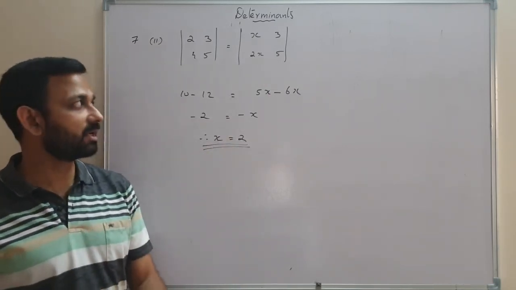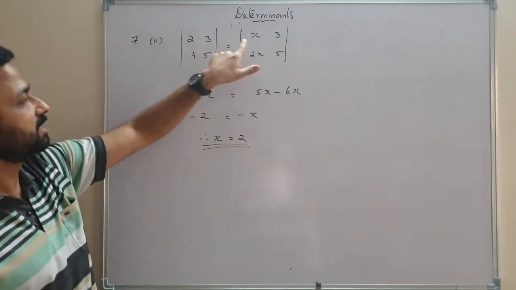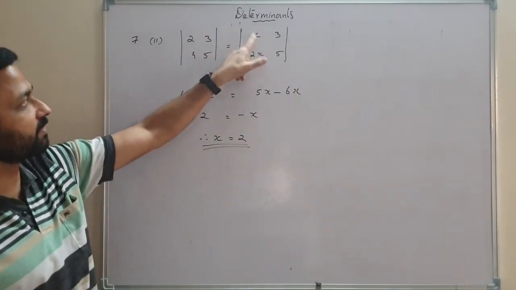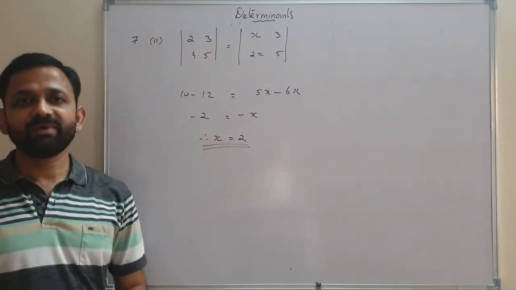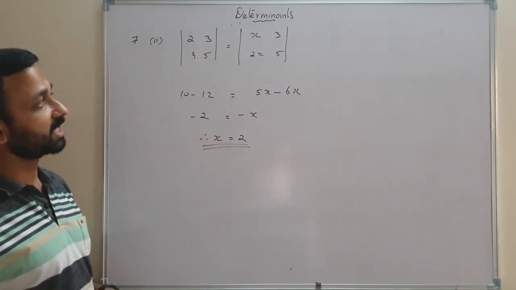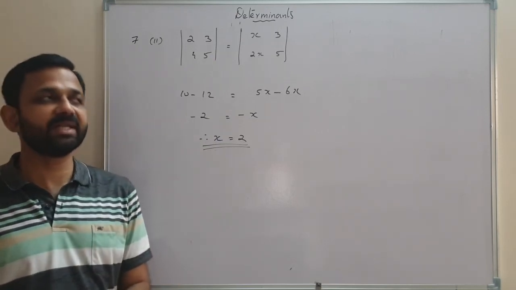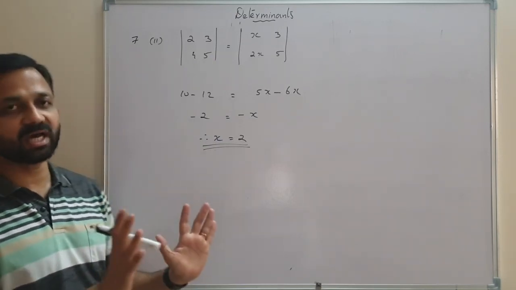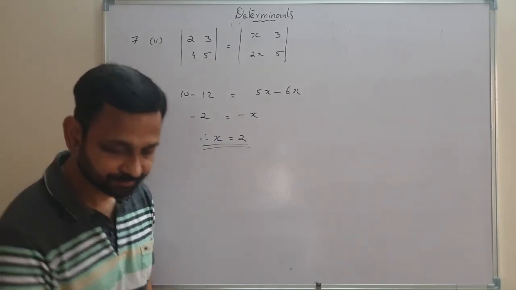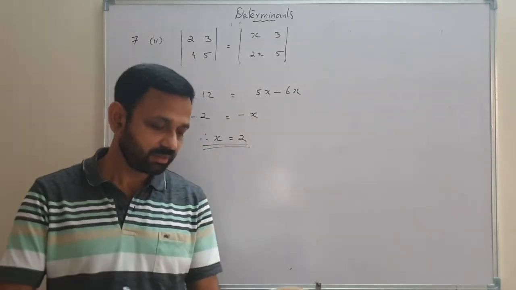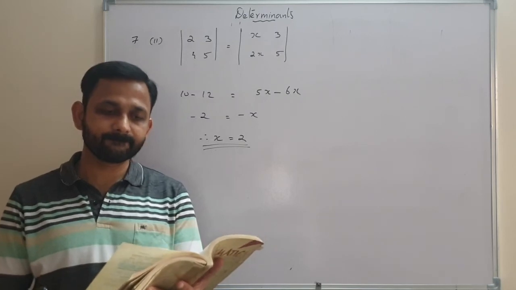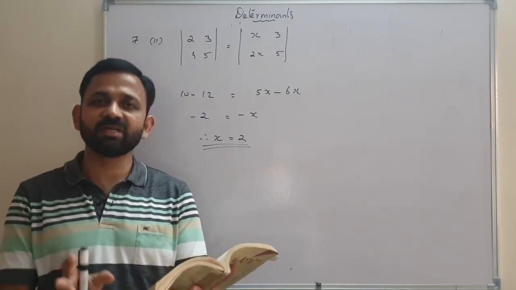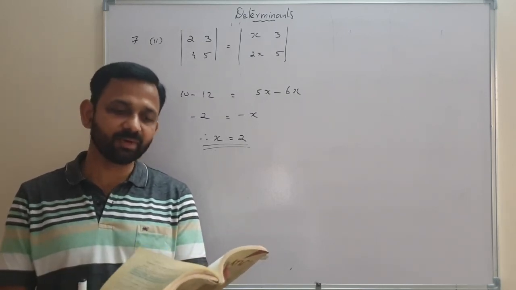We cannot find the value like this, saying corresponding elements are equal, therefore x is equal to 2. That is wrong. In a matrix we can say the corresponding elements are equal, but in a determinant the corresponding elements may not be equal. And in exercise 3.1, the rest of the questions are very simple. You can do them by yourself.